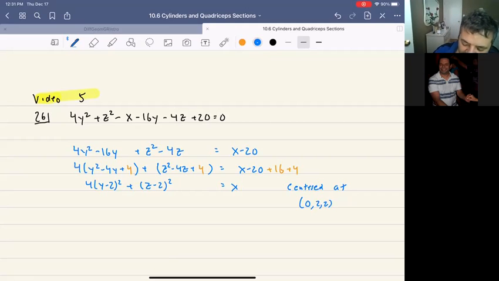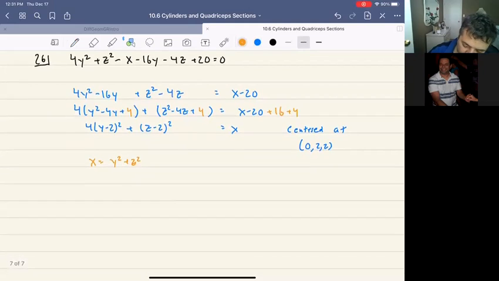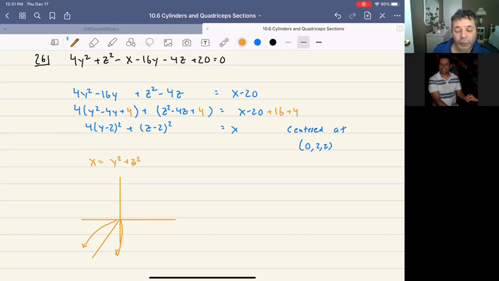Next thing is we're going to consider, what if we had x equals y squared plus z squared? That's going to tell us the basic shape. If we had x equals y squared plus z squared, that would mean you have a parabola like so. That's x equals y squared, and it's going to go around like so.